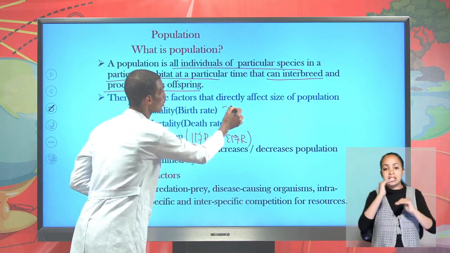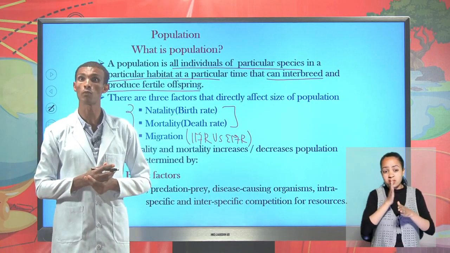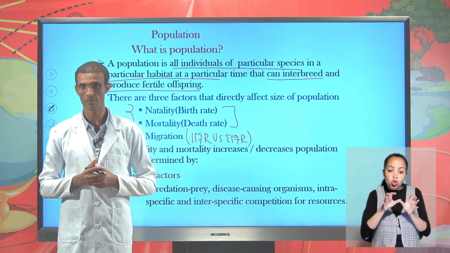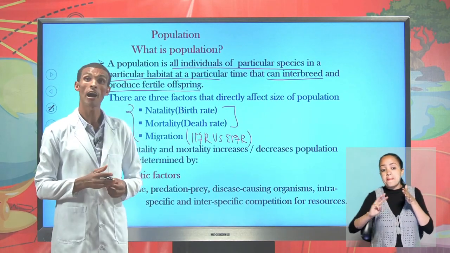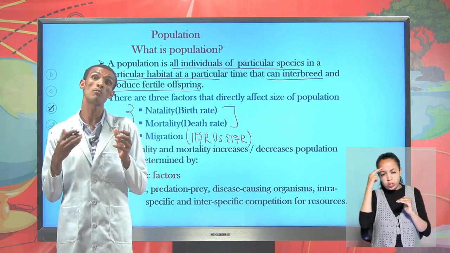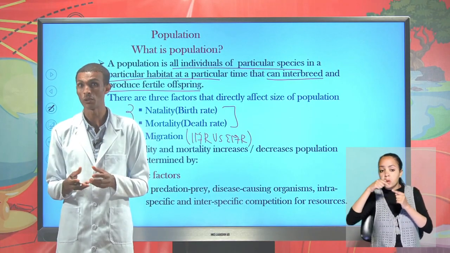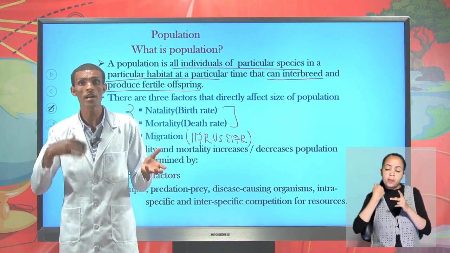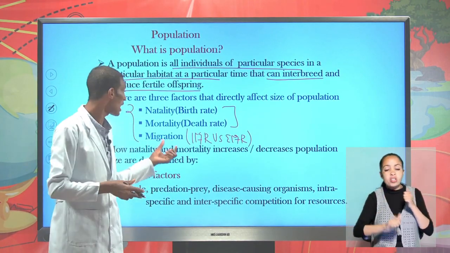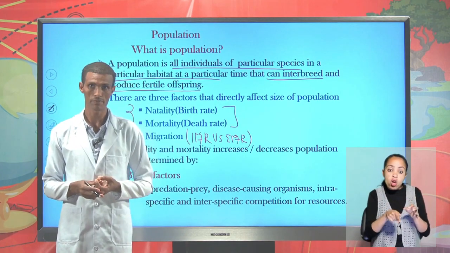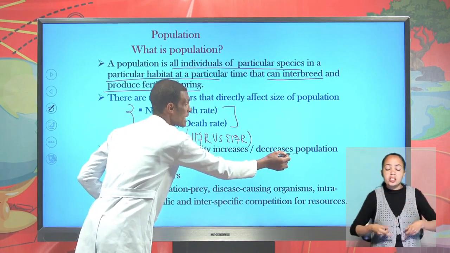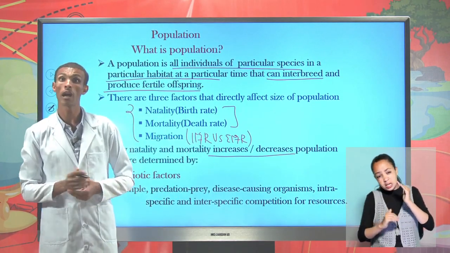Natality and mortality, the amount born and the amount that die, can affect both global and local population size. Whereas migration can affect only local population size. Because if we are moving from Ethiopia to Canada or America, we are not leaving the globe. We are moving within the globe, so migration may not affect the global population, but can affect local population size.